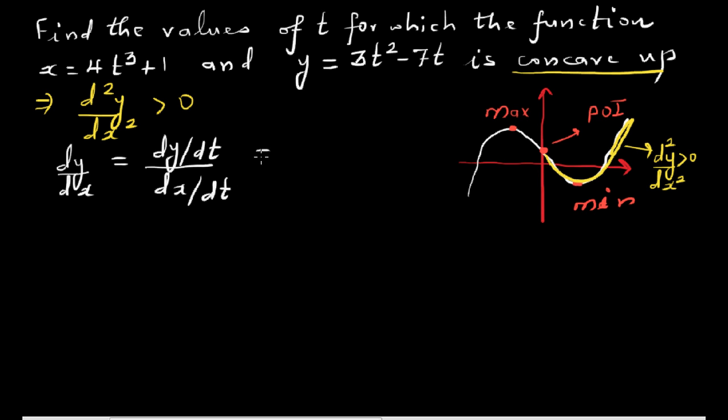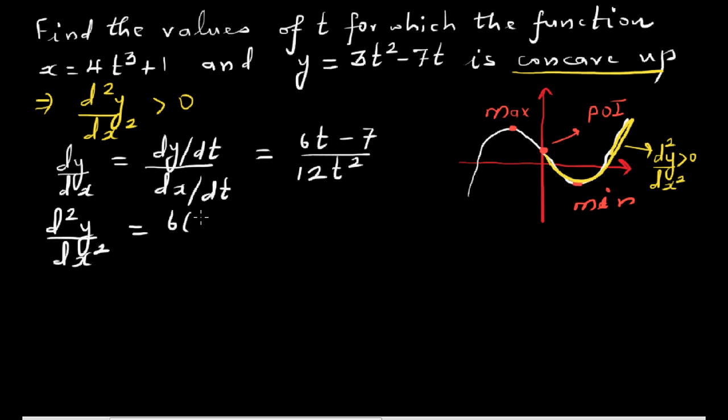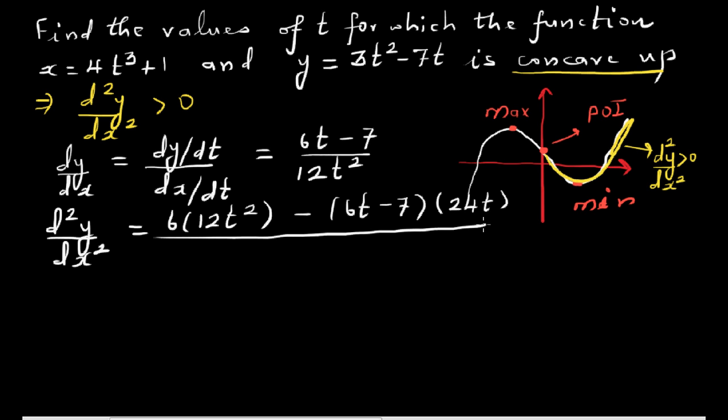So what is dy by dt? Differentiating, this will be 6t minus 7, divided by dx by dt, which is 12t squared. Now you differentiate this using the quotient rule for d squared y by dx squared. Differentiate the top: the derivative of the numerator is 6 times the denominator, which is 12t squared, minus the numerator, 6t minus 7, times the derivative of the denominator, which is 24t, divided by the denominator squared. If you square the denominator, it will be 144t to the power 4. And that has to be greater than 0.